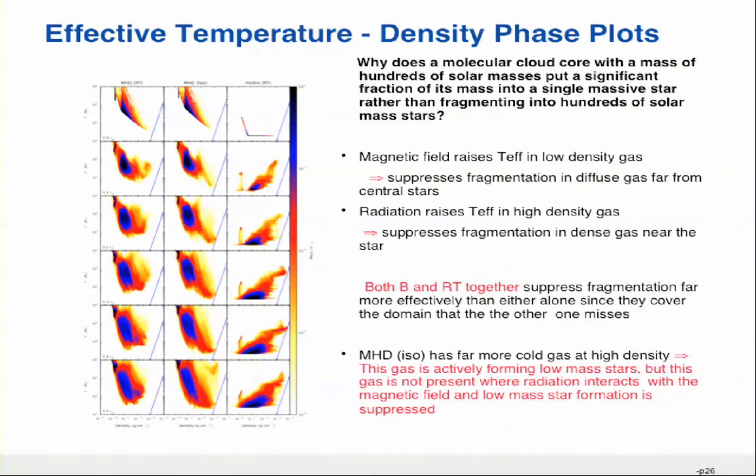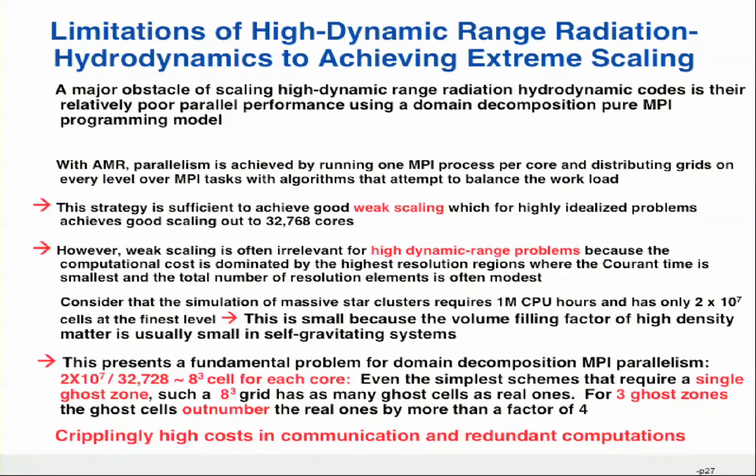When you incorporate the radiative feedback into the simulations, this gas isn't even present. And this means that the radiation interacting with the magnetic field gives you essentially no gas in that region, and so the low mass star formation is very efficiently suppressed, and you get essentially a single high mass star.